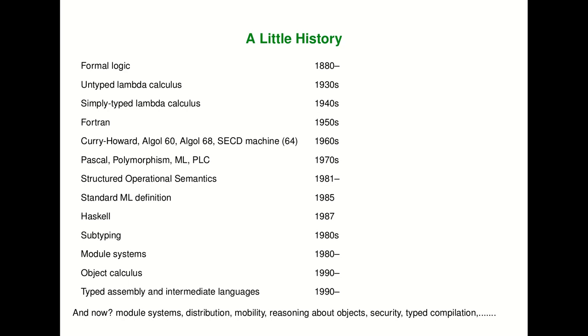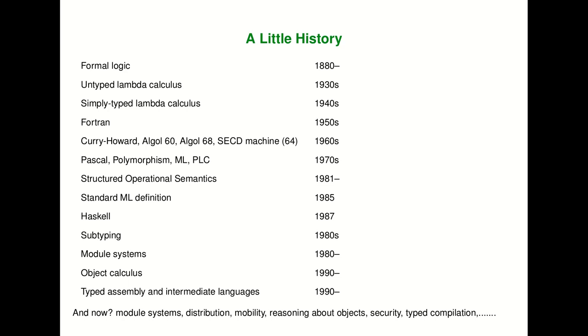And then throughout the 1960s, the relationship between formal logic and programming language semantics was first articulated and then worked out, both here at Cambridge and at other places, by people like Christopher Strachey and Dana Scott. Very influential languages like ALGOL were invented, the Curry-Howard correspondence was discovered, and the entire idea of an abstract machine was invented in the 1960s.